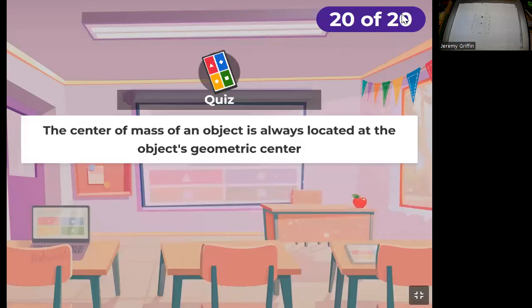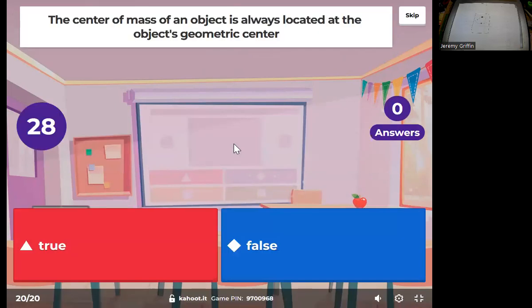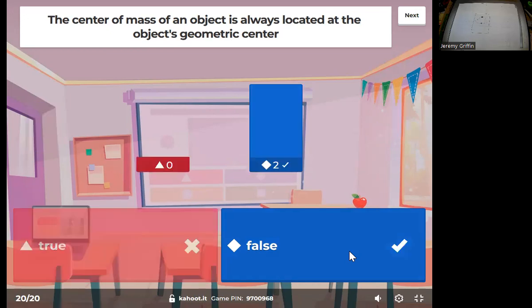All right, last question. The center of mass of an object is always located at the object's geometric center. Well, what if you had an object that was made of half steel and half foam? Its geometric center might be somewhere, but its center of mass could be a lot closer to the steel side, right? So I'm thinking this is going to be false, right? Because you might have different materials, different densities, maybe distributed differently at different locations. There you go. All right.